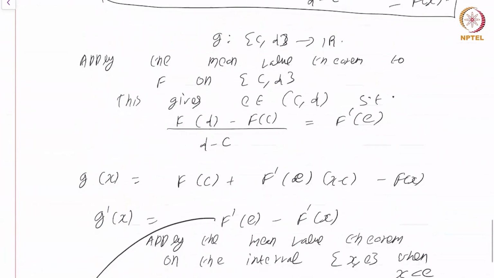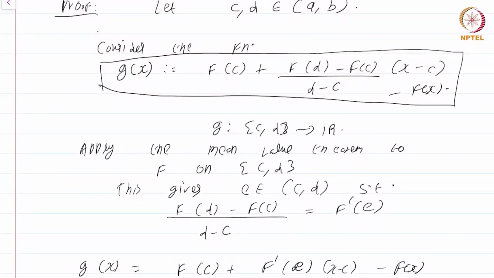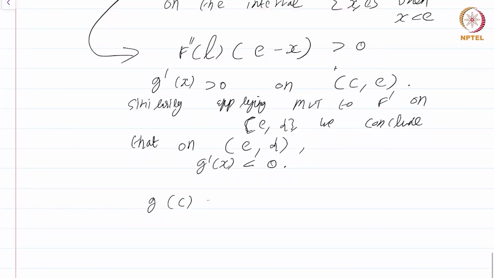Now, how does this help us? Let's go back and refresh our memories as to what this function g is. Observe that at the point x equal to c, you get a 0. And observe again that at the point x equal to d, you get a 0 yet again. Please check that. When x equal to d or x equal to c, you get 0. So g of c is equal to g of d is equal to 0.